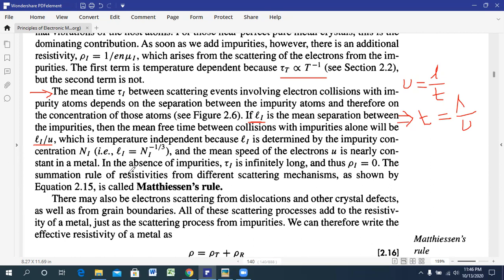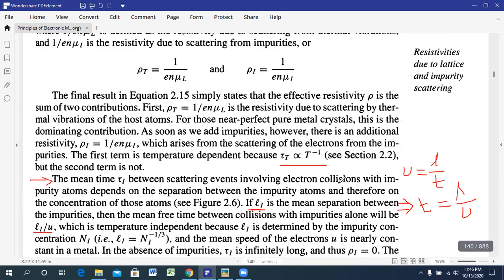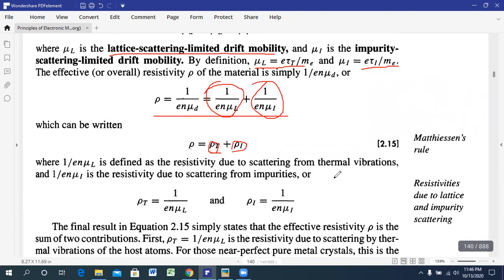Now the summation of the resistivities from different scattering mechanisms is shown in equation 2.15. That means the resistivity rho equals rho T plus rho I. This is known as Matthiessen's rule.